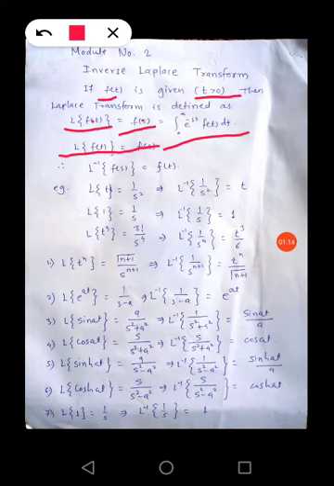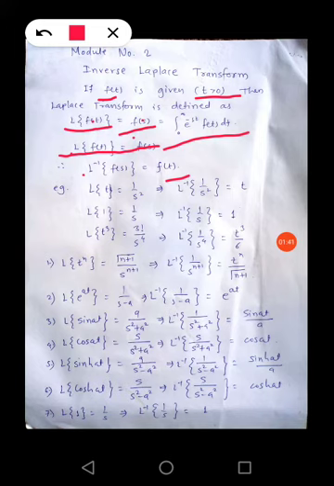As Laplace transform is a function which is both one-one and onto, that is, a bijection, we can write Laplace inverse F of s equal to f of t. So we have transferred this L to the RHS and changed the sides. So we have written here Laplace inverse F of s equal to f of t.